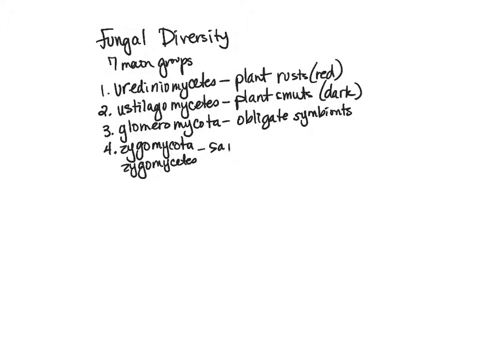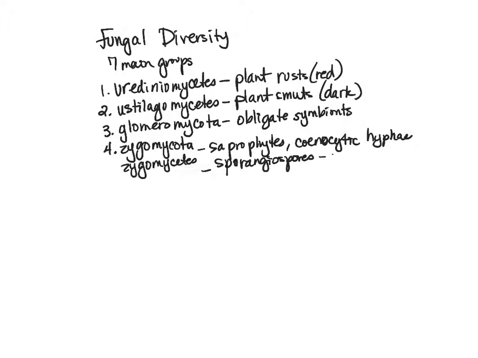So saprophytes with coenocytic hyphae, they have sporangiospores for asexual reproduction, and they use zygospores sexually. And then we see these in food science.